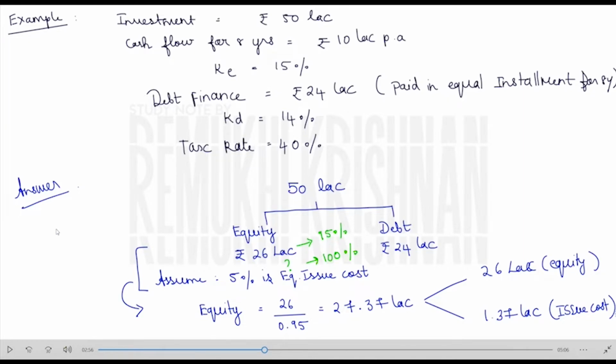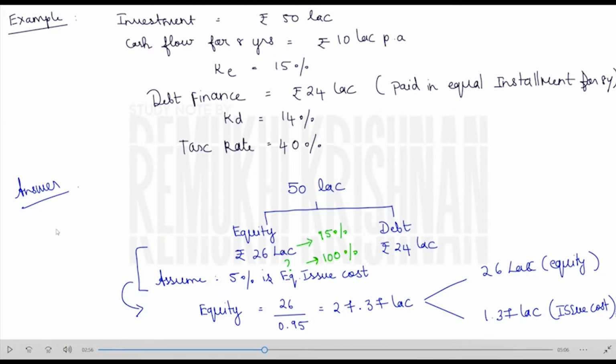Yes. So apart from this 26 lakh, I may incur some flotation costs such as issue cost. Let me assume that 5% of my total equity cost comes to be the issue cost. So now I know that this 26 lakh is my 95%, because the 5% is my issue cost. So I must know my 100%, that is my equity financing. If I compute that 100%, it comes to be 27.37 lakh. So by bifurcating, this 26 lakh is purely of equity nature and this 1.37 lakh is of issue cost, that is your flotation cost.